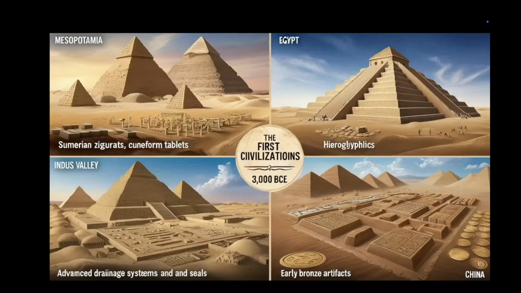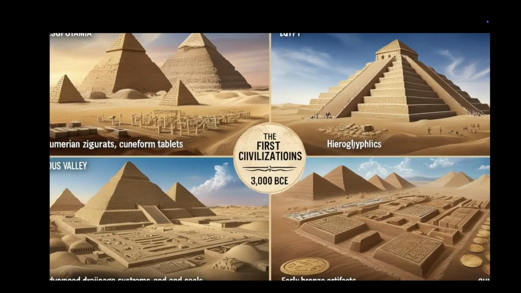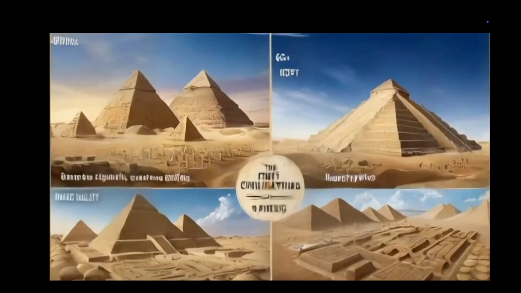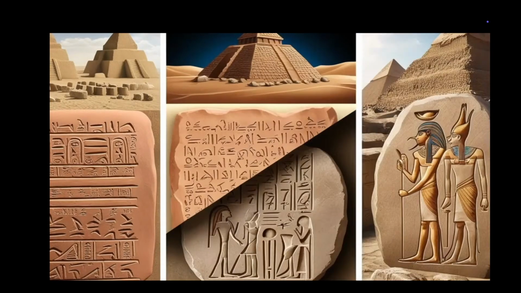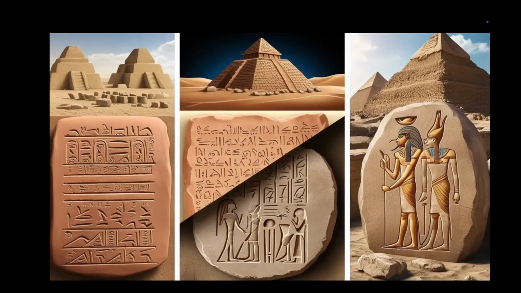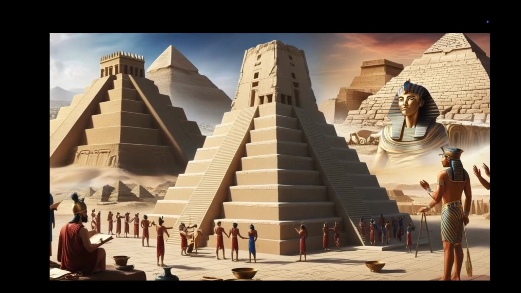By 3000 BCE, we see the birth of the first civilizations in Mesopotamia, Egypt, the Indus Valley, and China. These societies developed writing, monumental architecture, and complex governments. The Sumerians invented cuneiform, while the Egyptians created hieroglyphics.